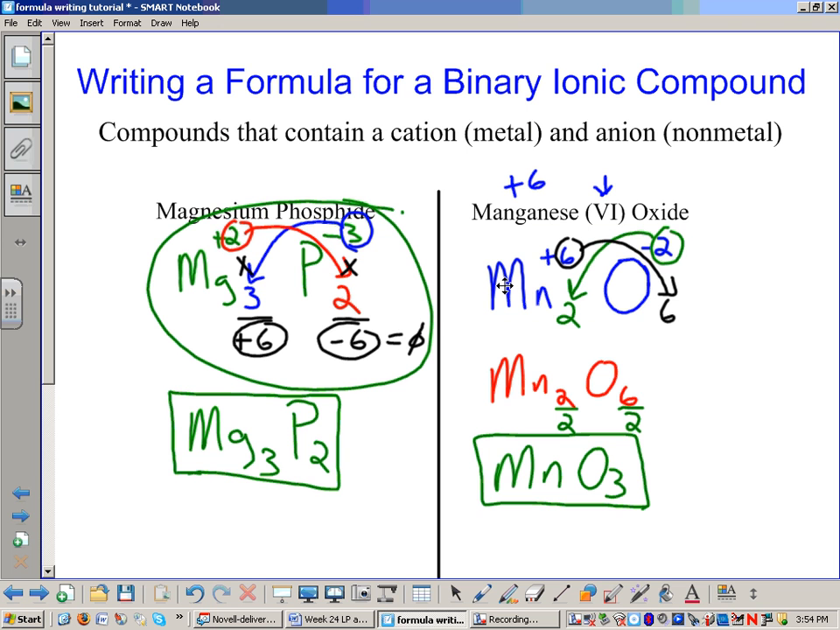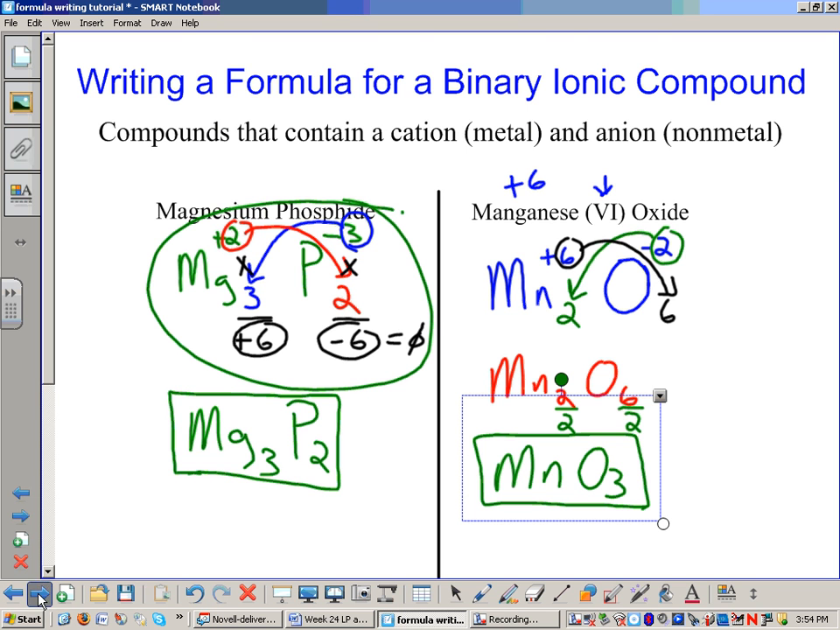We took our ion symbols, we took our charges and crossed them over. We got this new formula down here, Mn2O6. We divided both of them by 2, and you see that when you do that, you get Mn1O3. Mn1O3, don't write the 1, it will exist right there, and they're good to go.